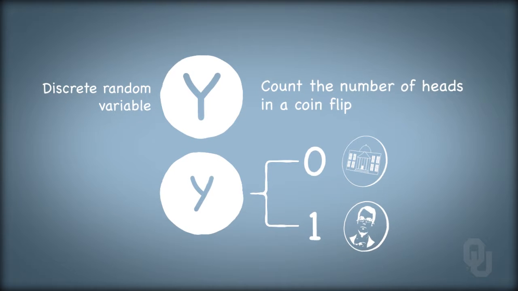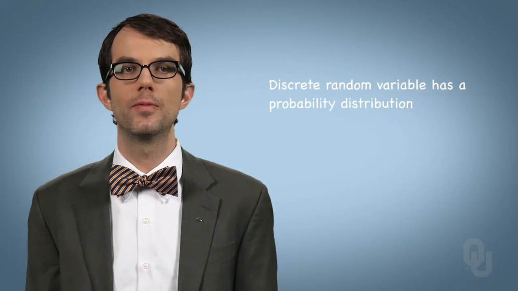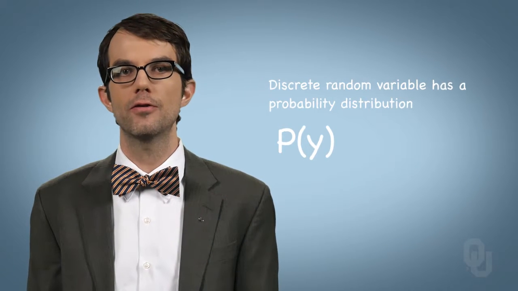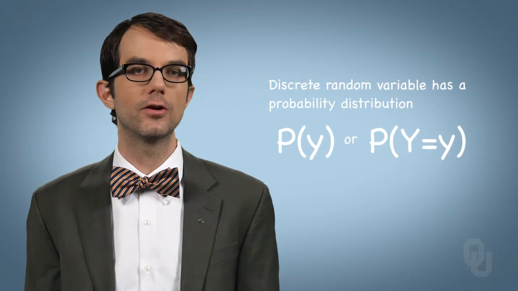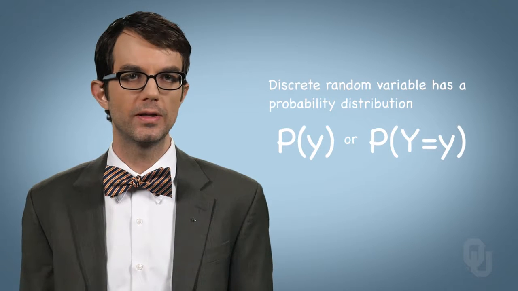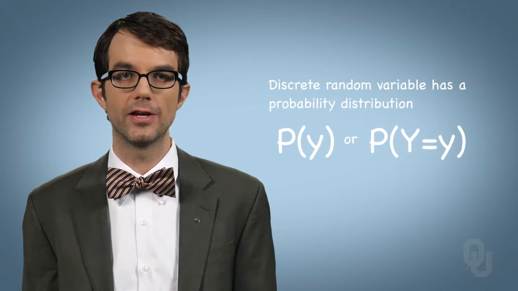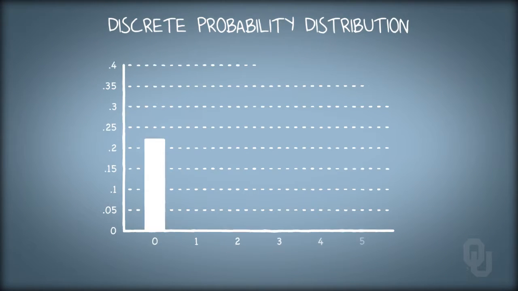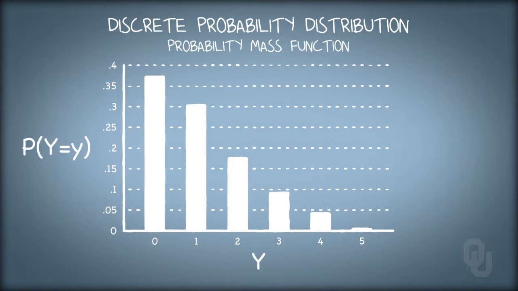And we can find the probability that y takes on the value 0 and the probability that y takes on the value 1. We said that a discrete random variable has a probability distribution P of y, which I refer to as the probability that capital Y is equal to little y, as I think that notation is more descriptive. The probability distribution enumerates the possibilities for each realization and the probability of each realization. We can depict it graphically with a bar graph, where the horizontal axis displays the realizations of the random variable, and the vertical axis displays the probability. This is also referred to as a probability mass function.